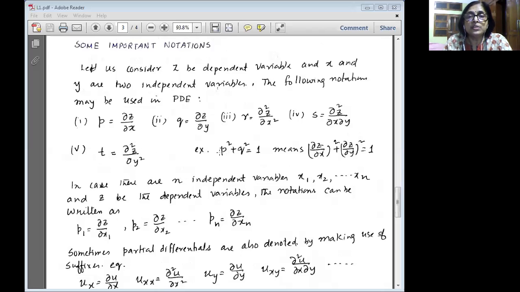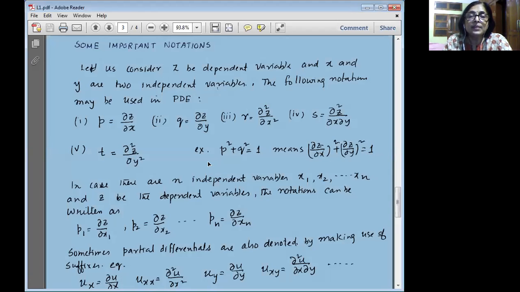For example, if you come across an equation like p square plus q square equal to 1, although it looks like an algebraic equation, actually it is not. This equation is a partial differential equation where p is del z del x and q is del z del y. Similarly, we can have something like p plus q equal to r. So what will be p? p is del z del x, q is del z del y, and r is del 2 z del x 2. This kind of equation you will always come across.